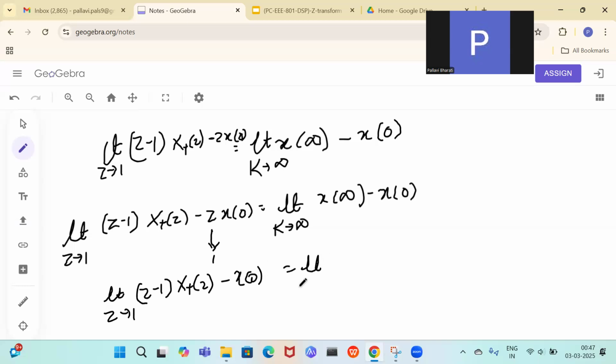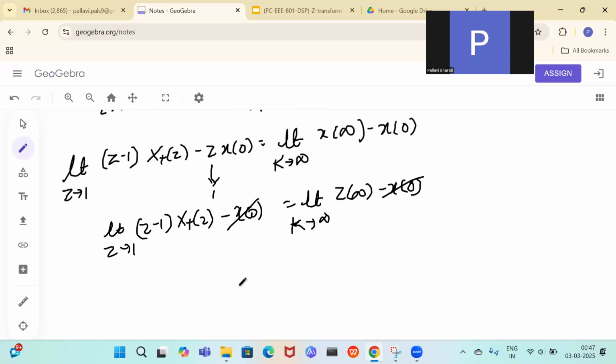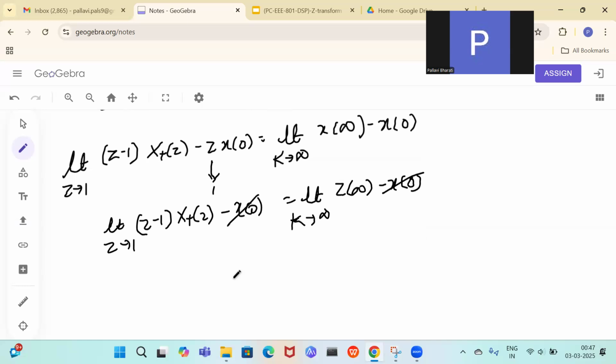And this side limit k tending to infinity, x of infinity minus x of 0. So these two get cancelled, and finally you have, over here, this side, x of infinity. Sorry, here it was x. So here you can write x of infinity is equal to limit z tending to 1, z minus 1 into x.